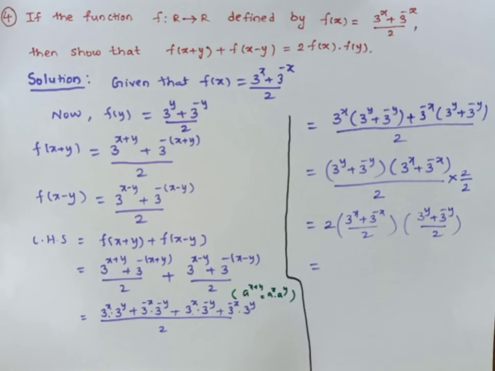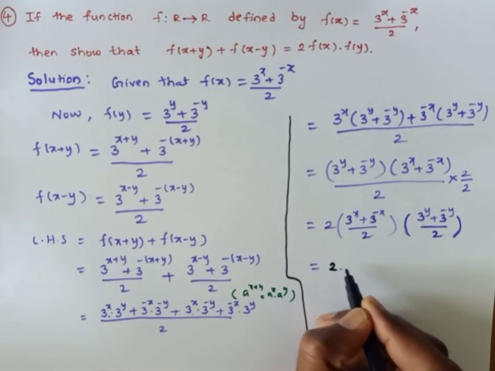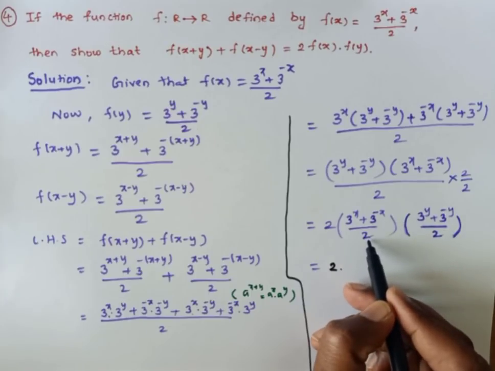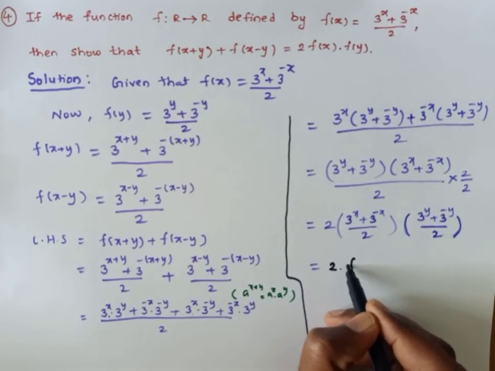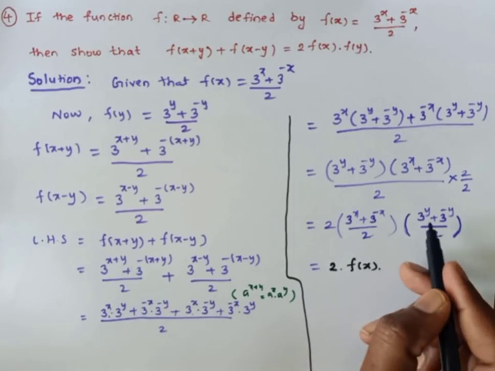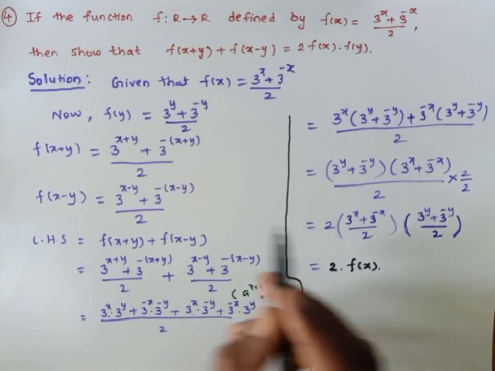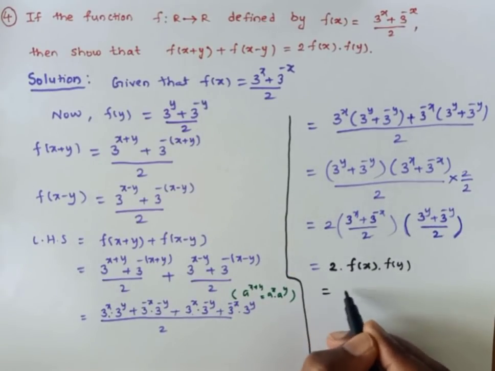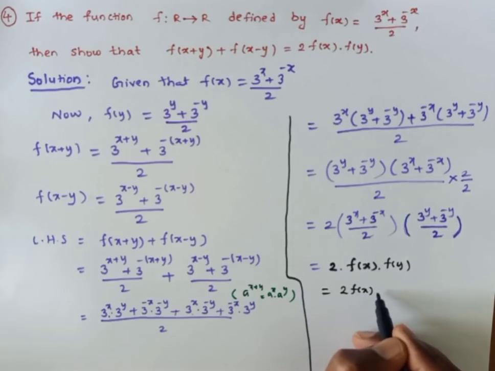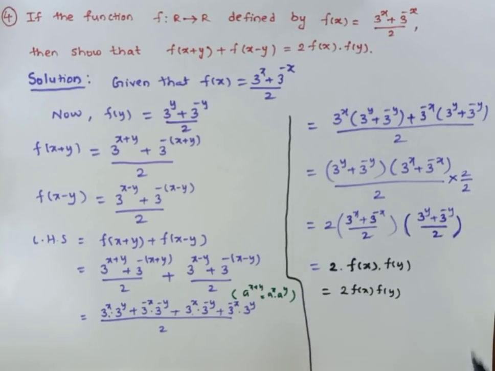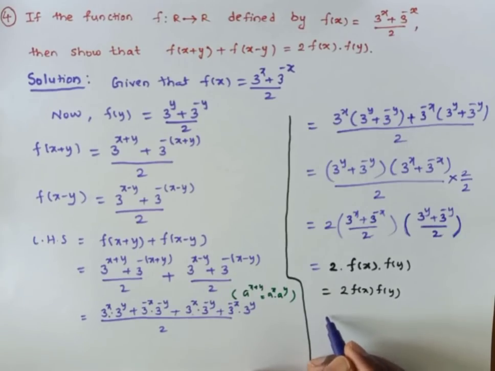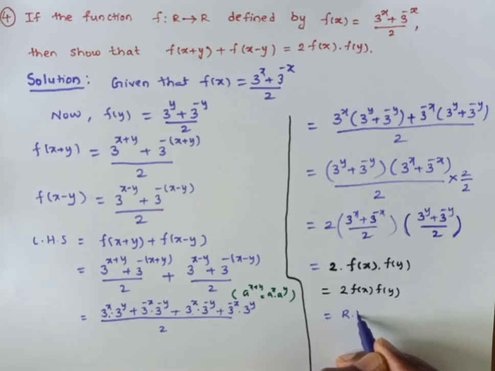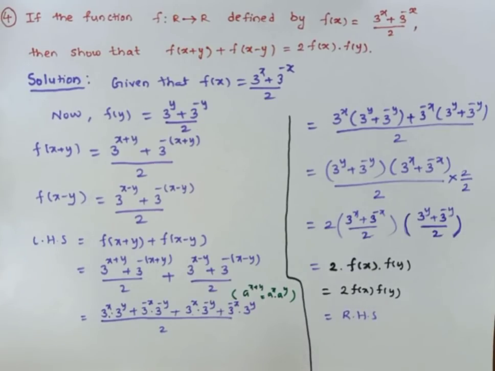Now, this is 2 into, 3 to the power of x plus 3 to the power of minus x by 2 is f of x, into 3 to the power of y plus 3 to the power of minus y by 2, which we can write as f of y. So finally this is 2 into f of x into f of y. So 2 into f of x into f of y is the right hand side of the given problem. This is RHS. So here LHS is equal to RHS.